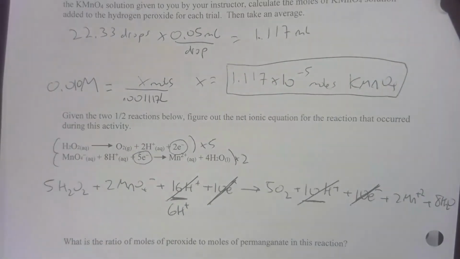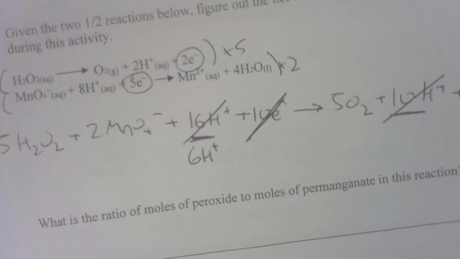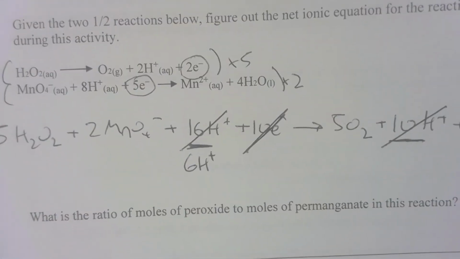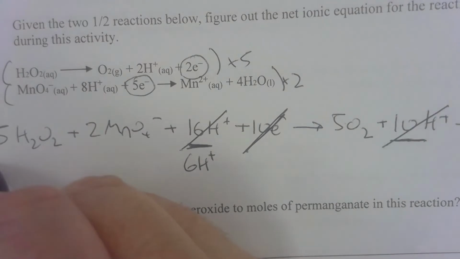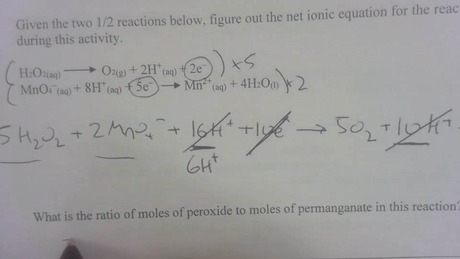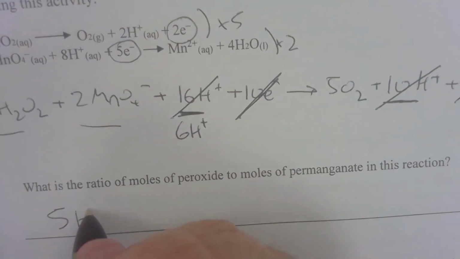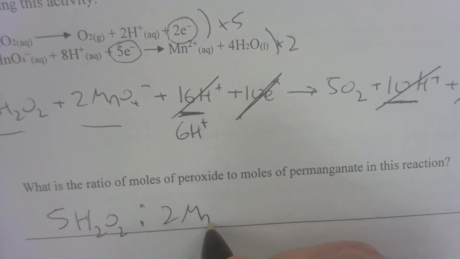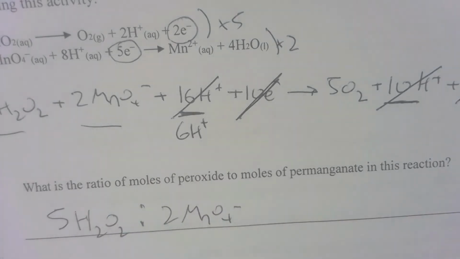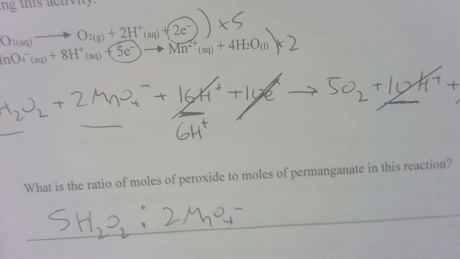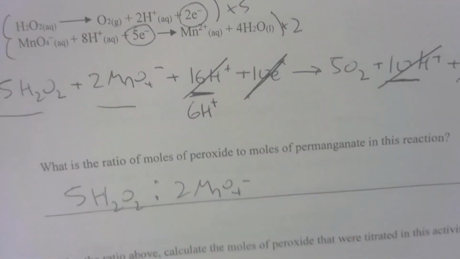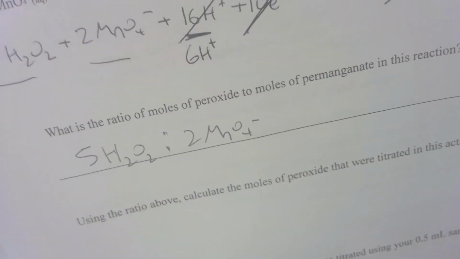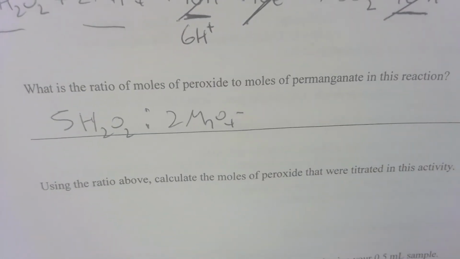So, let's move on to the next part, which is what is the ratio of moles of peroxide to moles of permanganate? Well, again, just from here, it is a 5:2 ratio. 5 moles of peroxide to 2 moles of permanganate. Moving down, using that ratio, calculate the moles of peroxide that were titrated.